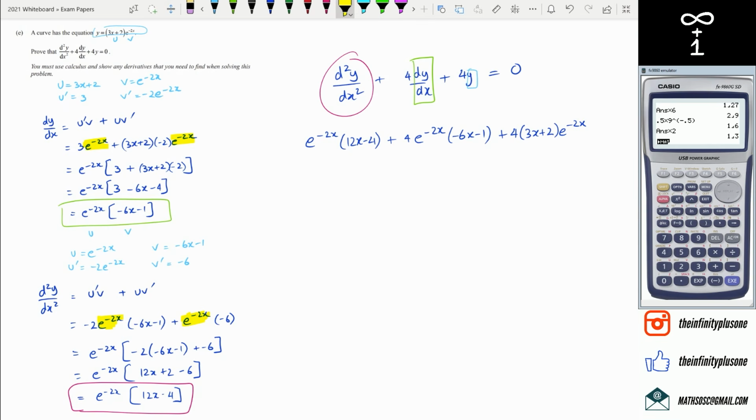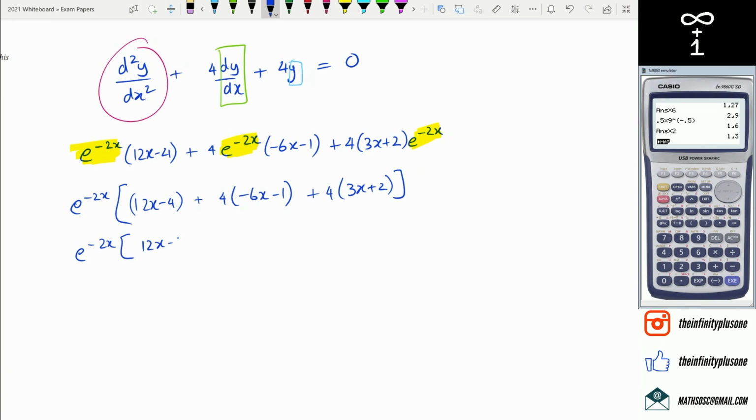So as we did from the beginning, we're going to take all of the e to the power of negative 2x's out as a common factor. So when we take that all out, what we're left with is 12x minus 4 plus 4 times negative 6x minus 1 plus 4 times 3x plus 2. So expand the brackets out, still leaving the e to the power of negative 2x outside. We're going to get 12x minus 4, minus 24x minus 4, plus 12x plus 8, and e to the power of negative 2x.